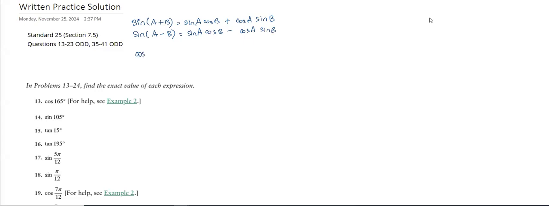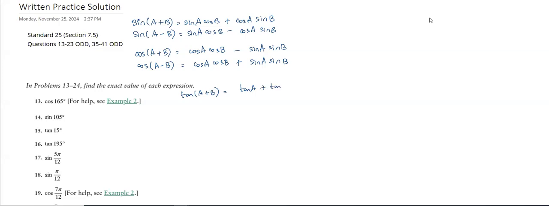Likewise, the cosine sum formula can be written as cosine A cosine B minus sine A sine B, and then cosine of A minus B is given as cosine A cosine B plus sine A sine B. And then you have the tangent formula, and the tangent formula is given as tan of A plus B is tan A plus tan B over 1 minus tan A tan B. And then if it is negative, then it is going to just flip the sign.